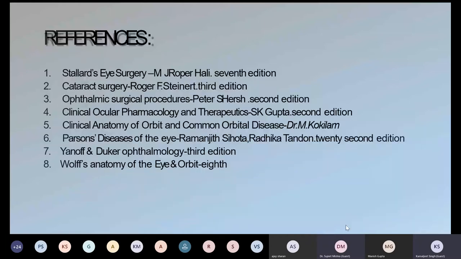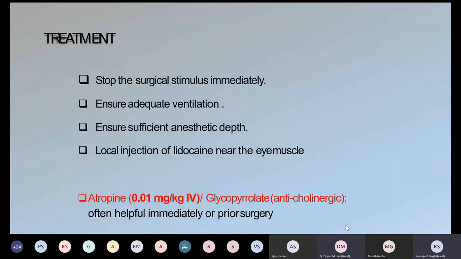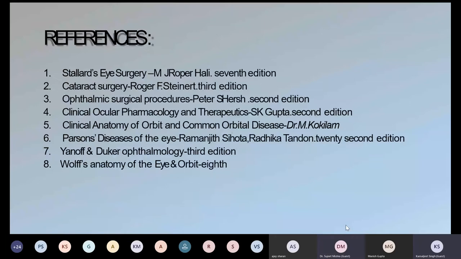The most important thing is how it began. Koller did it under topical in animals, then put the drops in his own eye. And finally, we have come to topical anesthesia today, and still peribulbar and parabulbar injection is usually being given. And many a time you are asked these questions.